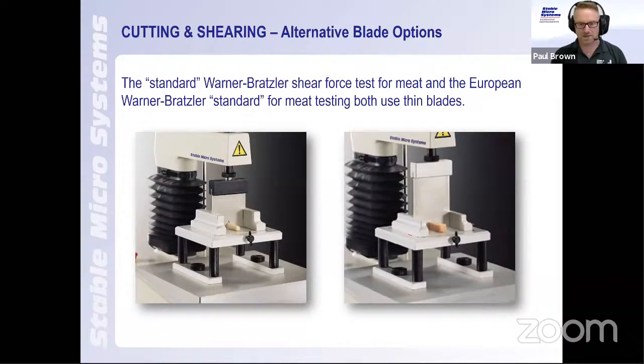Already mentioned the Warner-Bratzler blade. It's a standard type of blade. You can see here using the slot, so the blade goes all the way through the product, generally used for circular type products or extruded circular type products. There is also a square blade for square sausage testing as well, in a standard size of sample preparation.